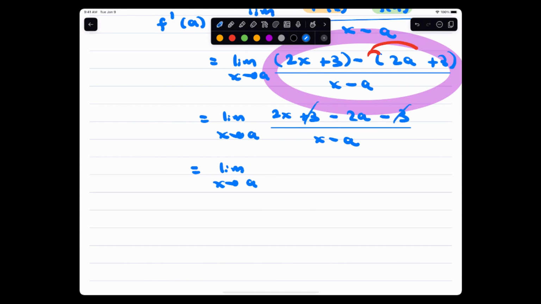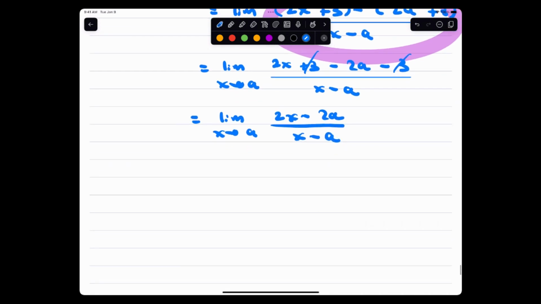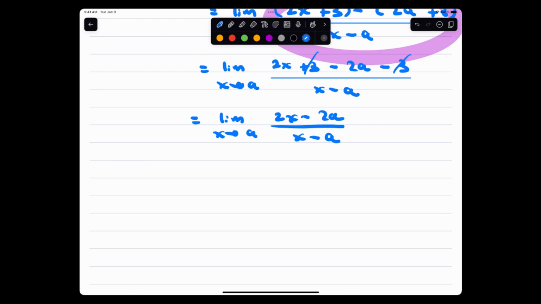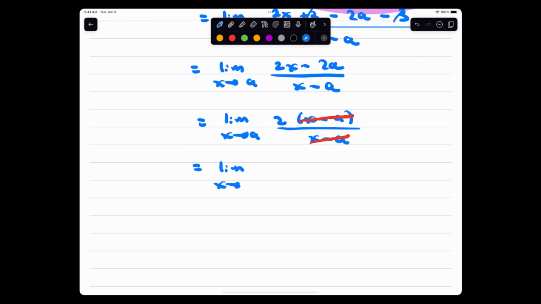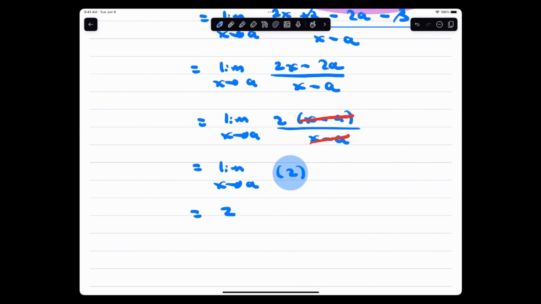Doesn't the 3's go away? Now you have 2x minus what? 2a over x minus a. Do you guys see where we're going with this? What does this mean? Can I factor out the 2 and you get x minus a over, right? Factor out the 2. What goes on? Cancel the x minus a. And so, ladies and gentlemen, here's the deal. This is going to be the limit, x goes to a, of, again, the constant 2. So what is this here? See that? What's the limit of a constant again? Constant.